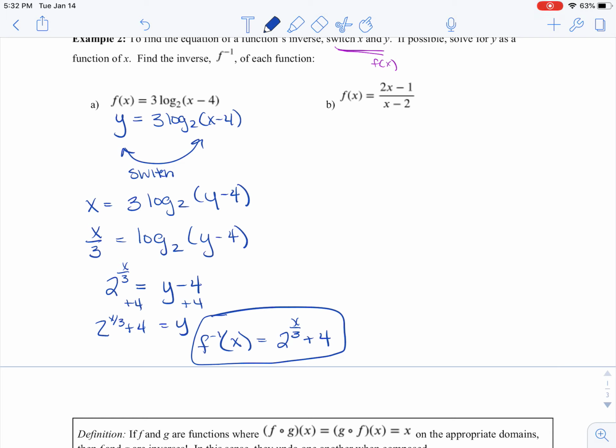Okay, over here we have a rational, so for part B we have a rational function. F of x equals 2x minus 1 over x minus 2. And so again, I'm going to start by saying y equals 2x minus 1 over x minus 2. And I know we say switch the x and the y.